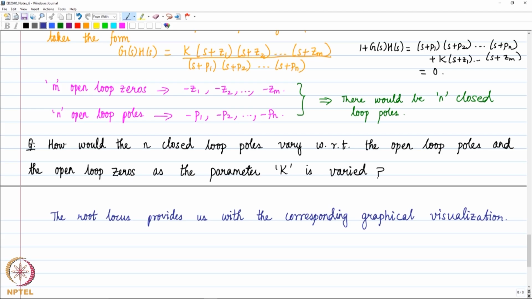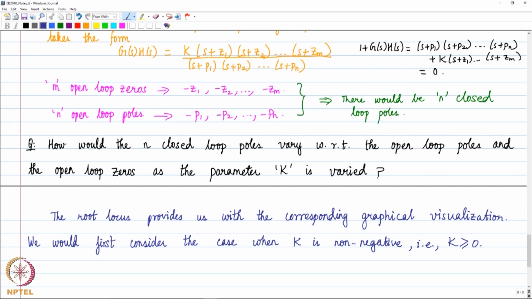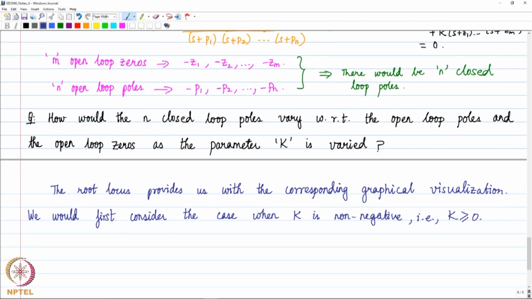We would first consider the case when the parameter k is non-negative. Then we will see what happens for the other case also. We will go one case at a time, right. So that means that k is greater than or equal to 0. Of course, strictly greater than 0, because equal to 0 does not make sense. So essentially k should be a positive parameter.